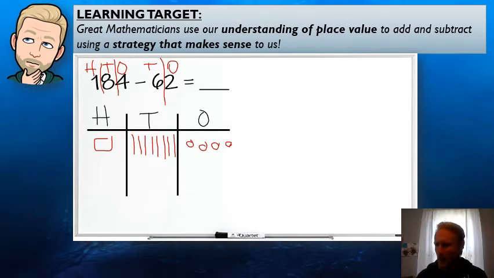You got it, exactly. Always start in the ones place, the lowest place value. So I see in 62 there's 2 ones, so I'm going to go ahead and cross out 2 of my ones. And then I see there are 6 tens, so I'm going to cross out those as well. 1, 2, 3, 4, 5, 6. All right. So am I done?